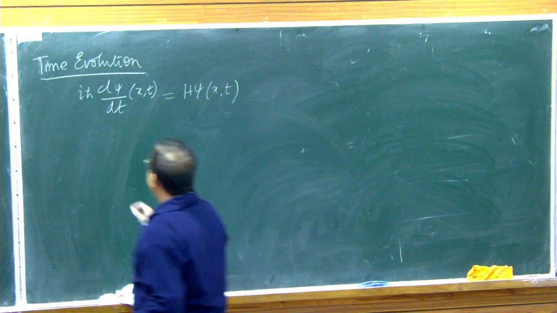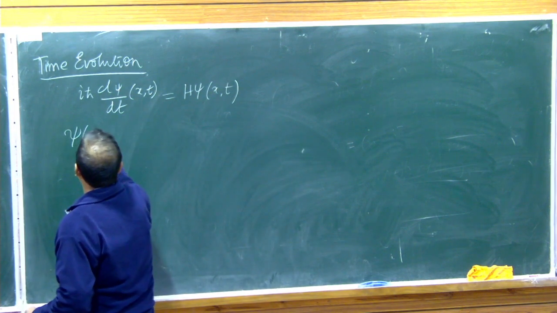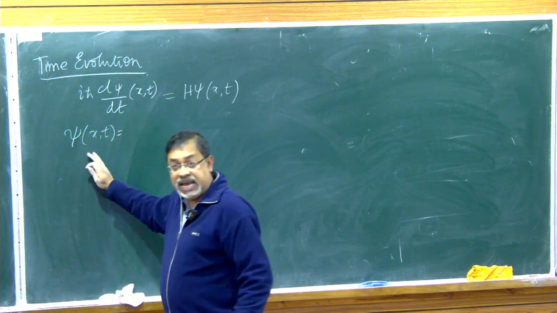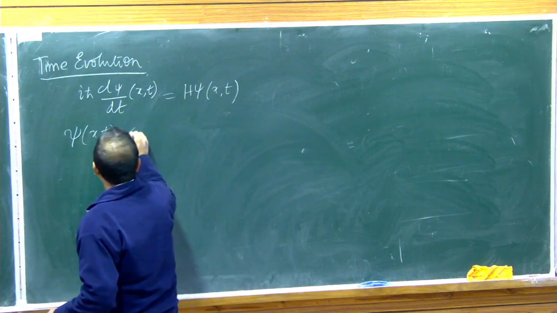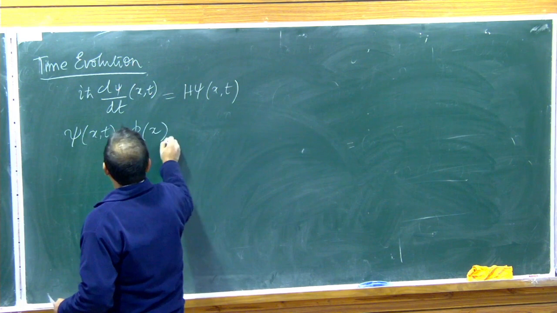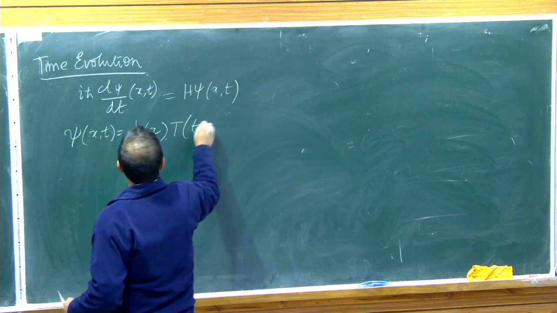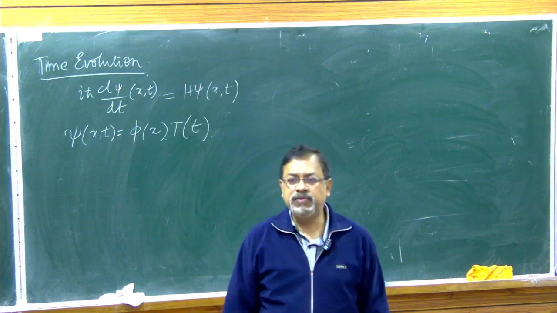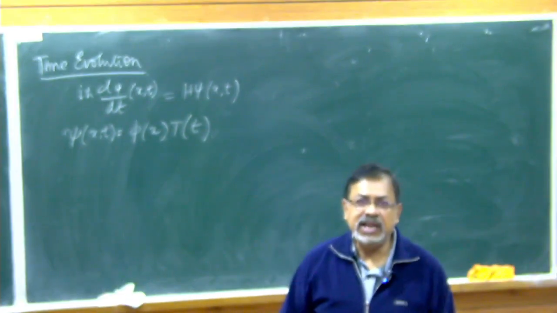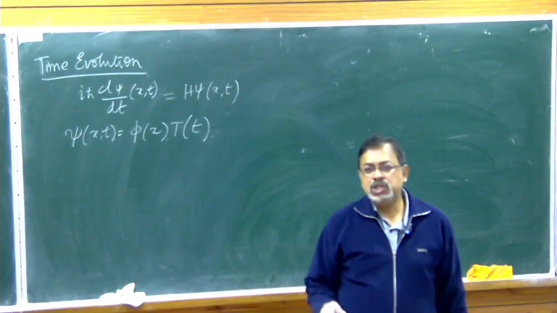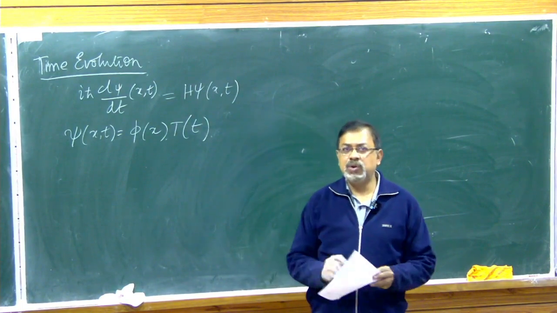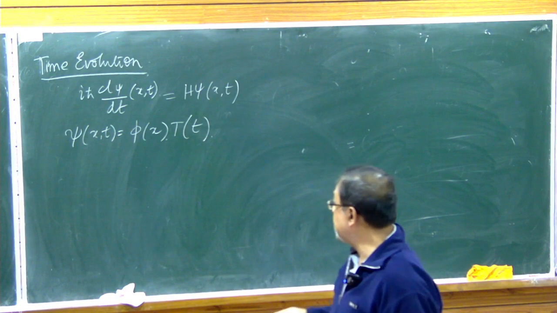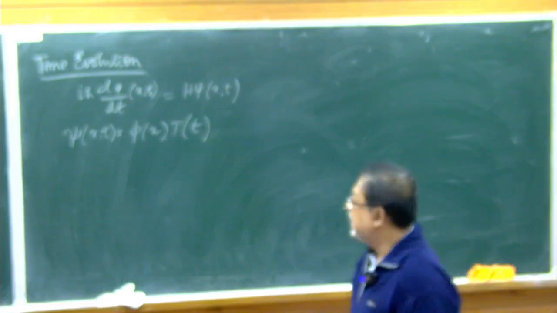So, we can write down this psi of x, t as something that is a function of only x. Let us call it phi of x, and something that's a function of only t, let's call it capital T of t. That would not be possible if you think of relativistic mechanics, which couples the x and t degrees of freedom.